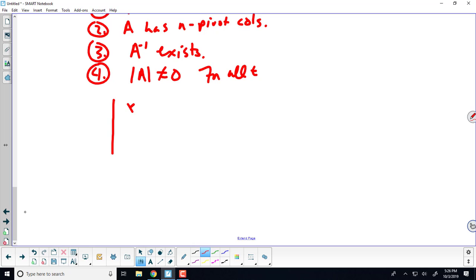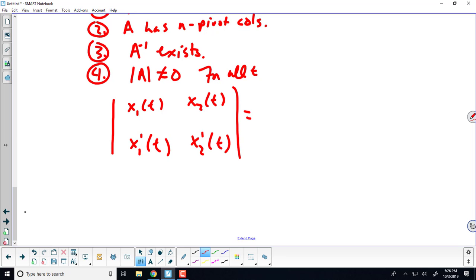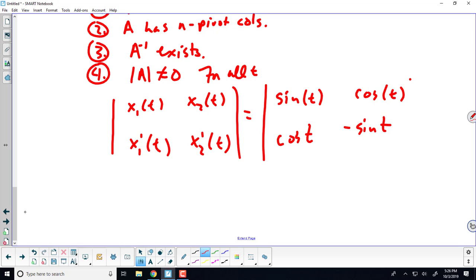So the determinant of x1 of t, x1 prime of t, x2 of t, x2 prime of t. Let's compute this determinant. Well, here we're actually, let's go back to the real world. What are these equations? This is sine of t, whose derivative is cosine of t. And this is cosine of t, whose derivative is minus sine of t. And let's compute the determinant of this.